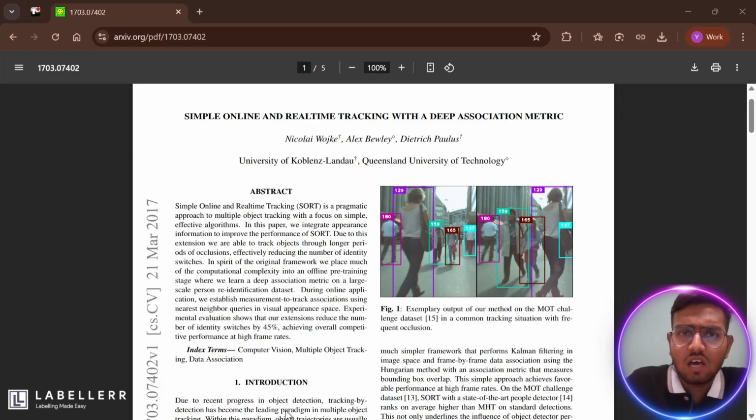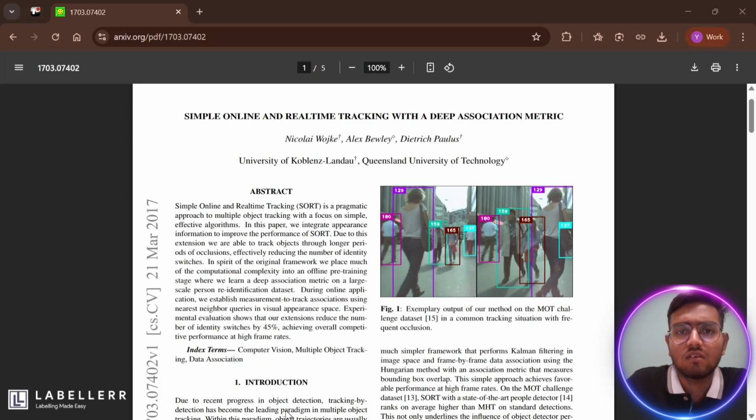All right, let's dive into the research paper. The first thing we need to understand is the context of this work. Multiple object tracking has been around for quite some time, but it really took off with the rise of tracking by detection methods. Now, what does tracking by detection mean?